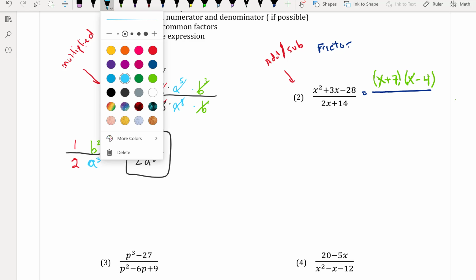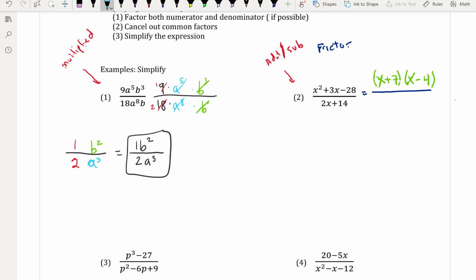And down below, I want to factor my denominator. So my denominator, I have 2 terms. So I'm going to have a GCF. That GCF is 2. Sorry guys, my pen is running out on me here. Let's try that again. It's a 2. And so I have x plus 7. So now I factored both the numerator and the denominator.